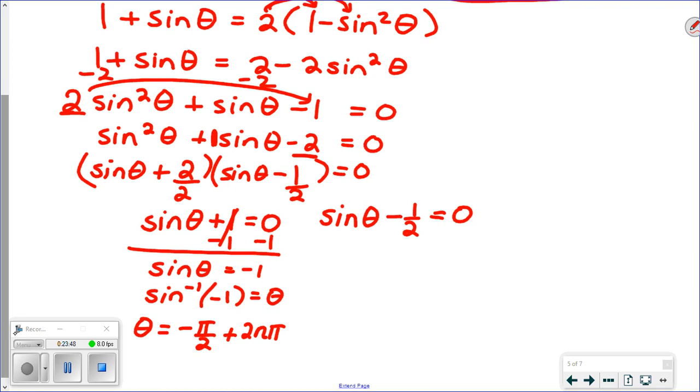Okay, now to solve our second equation, we're just going to add the 1/2 to each side, getting sine of theta equals 1/2. Then we'll use our inverse trig function to isolate theta. And then we'll think to our unit circle for which angle is sine equal to 1/2. Well, that would be at pi over 6.